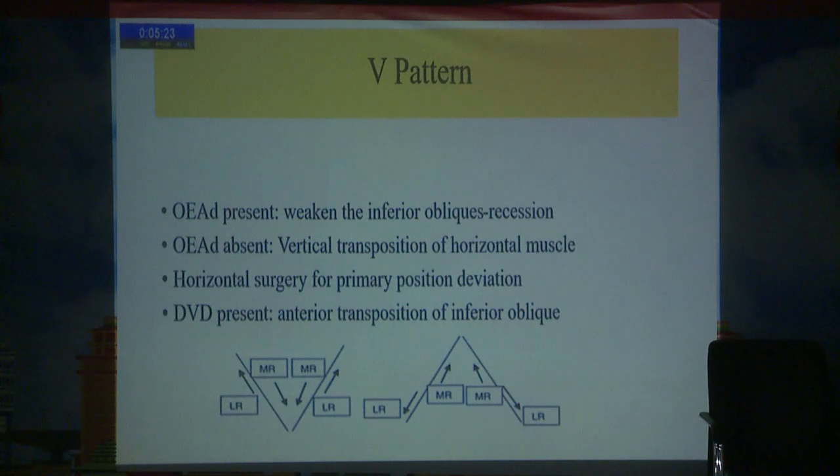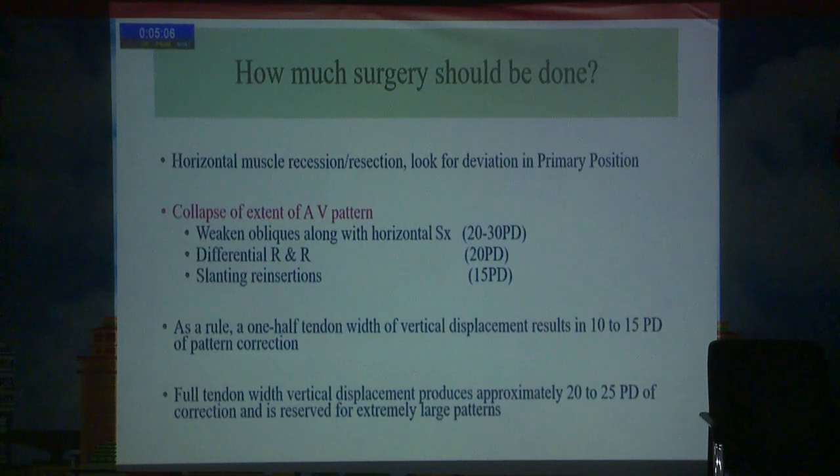This is a normal teaching for all the students, which we say that MR should be down and the LR should be up in most of the cases. And if you don't see any obliques, then you can tackle the horizontal muscles in that go. But if there is oblique overaction, that has to be taken care of. So horizontal muscle recession or resection, look for the deviation in the primary position.